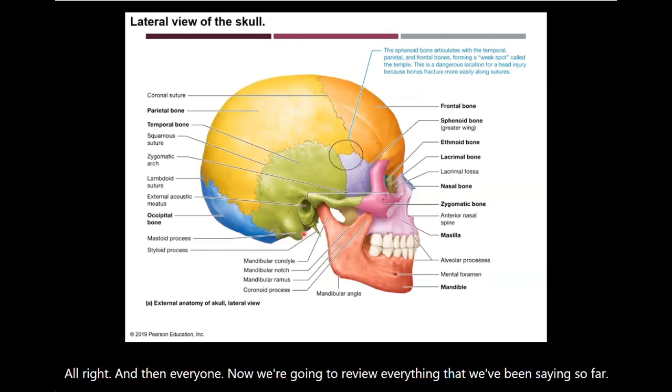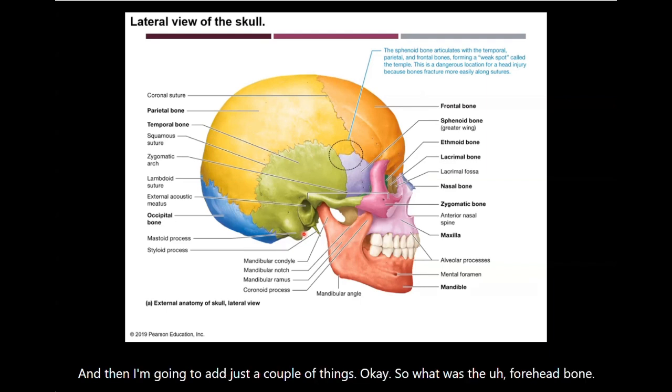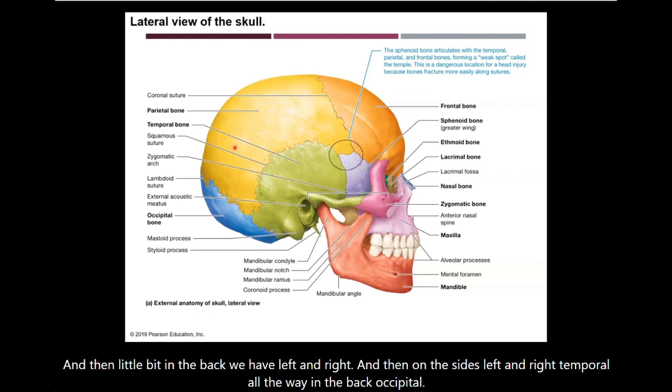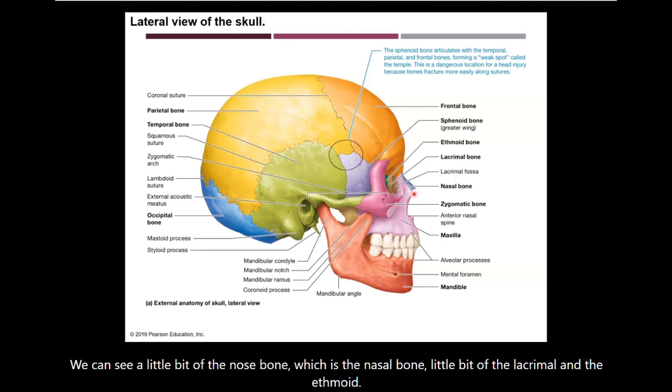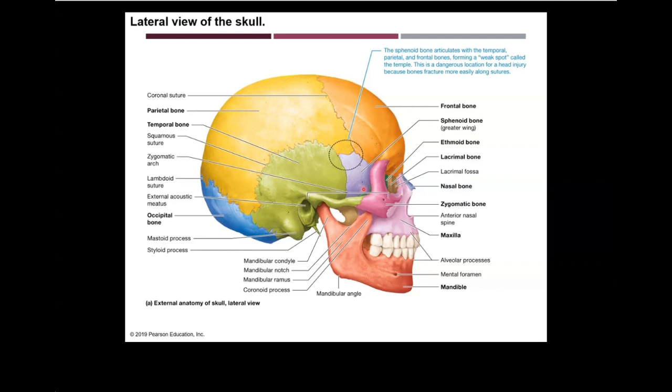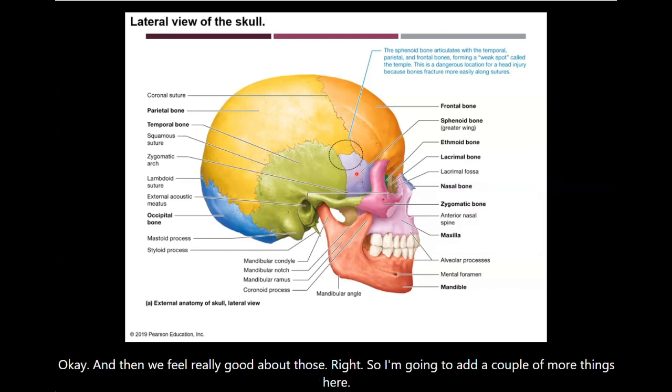All right. And then everyone, now we're going to review everything that we've been saying so far, and then I'm going to add just a couple of things, okay? So what was the forehead bone? And then a little bit in the back, we have left and right parietal. And then on the sides, left and right temporal, all the way in the back, occipital. This one is the mandible. Here we have the maxilla, the cheekbone, zygomatic. We can see a little bit of the nose bone, which is the nasal bone, a little bit of the lacrimal and the ethmoid. And then this part, like part of the mask, is the sphenoid bone, okay? And we feel really good about those, right?